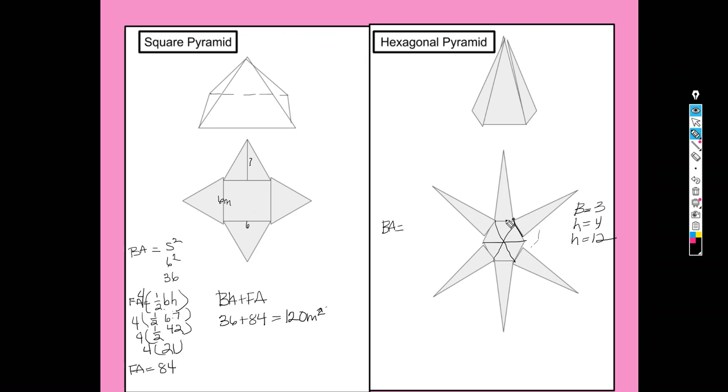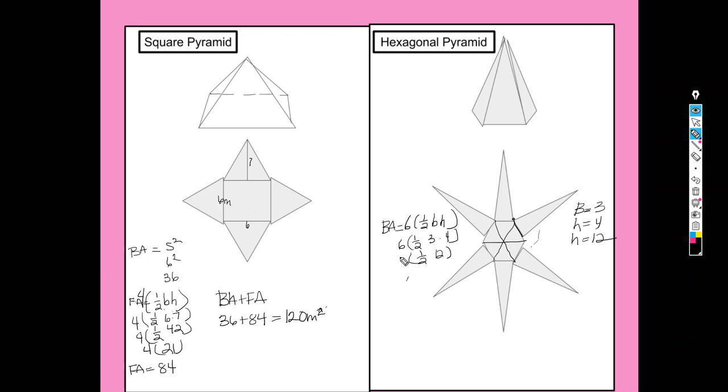To find the base area here, I'm going to have 6 times, right? Because I have 6 triangles. So 6 times 1/2 of the base and the height of those triangles. Well, I have a base of 3 and a height of 4. I'm going to take half of that, which is eventually going to be multiplied by 6. So this 3 times 4 is 12. I'm going to take half of that.